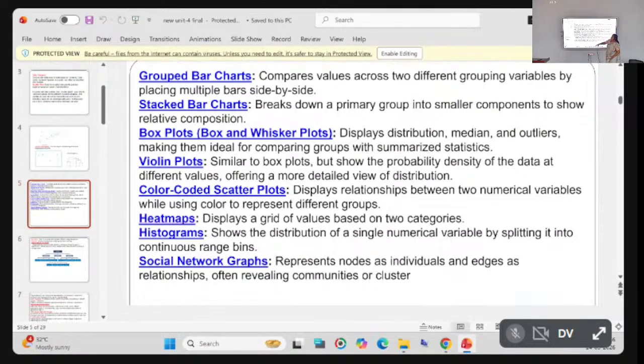Grouped bar charts compare values across two different grouping variables by placing multiple bars side by side.